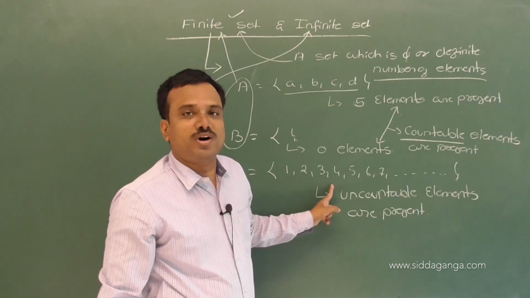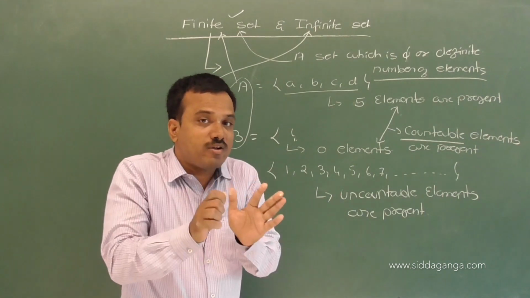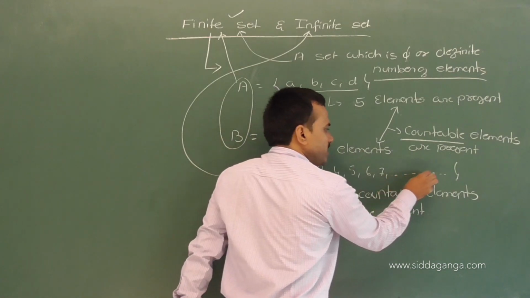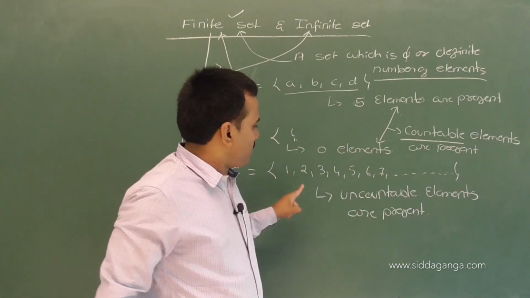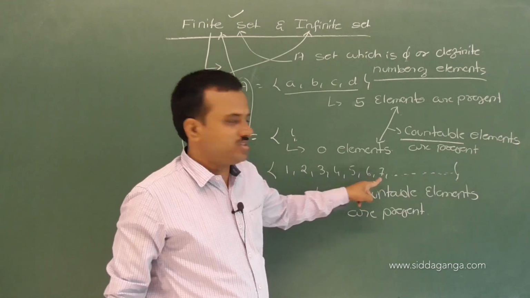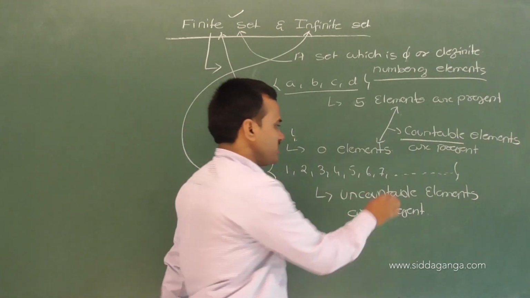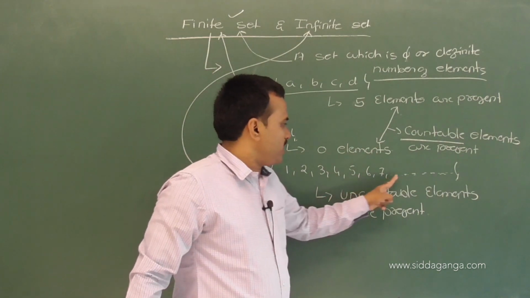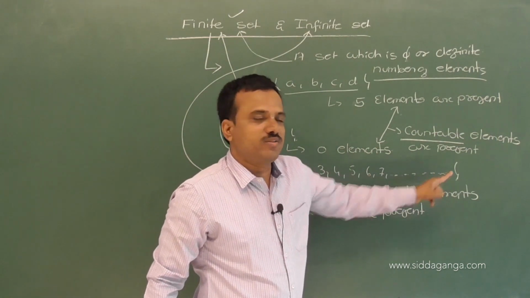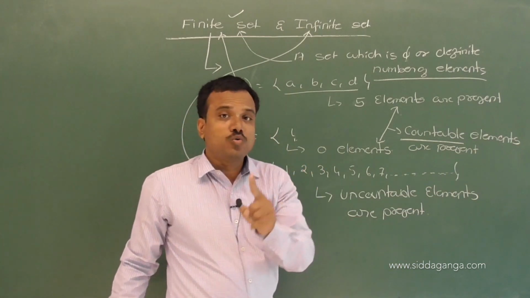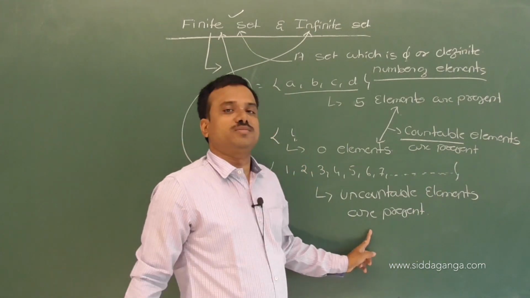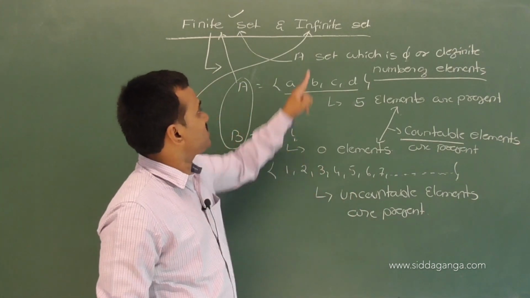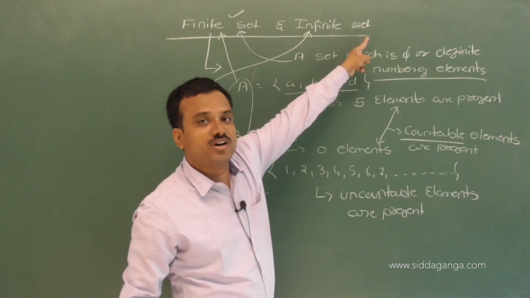Uncountable means it is not possible to count. For that, what do we write? We write dashes, representing the infinite set. That indicates the end element is not given. That's why uncountable elements are present, and that's why we call this set an infinite set.